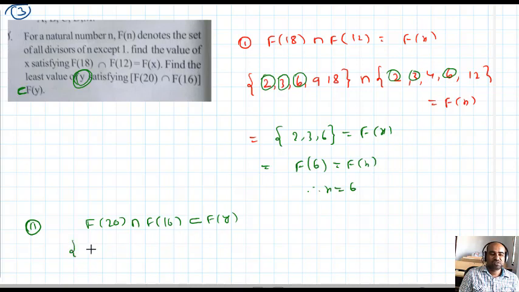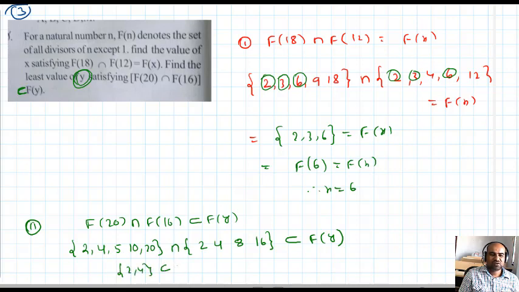F of 20 means what? 2, 3 won't divide, 4, 5, 10, 20. Intersection 16 factors except 1: 2, 4, 8 and 16. 6 won't be. So what are the common ones? Only 2, 4 common, only 2, 4. 2, 4 is a proper subset of f of y.